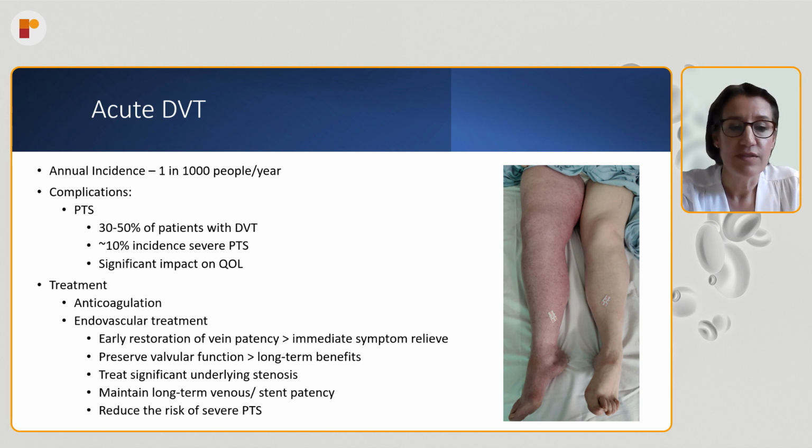The mainstay of treatment is obviously anticoagulation. However, we do have endovascular treatment options now, with the main aim being early restoration of vein patency, giving immediate symptom relief to these patients. It also allows us to preserve valvular function, giving long-term benefits, and to treat significant underlying stenosis, maintaining long-term venous stent patency and reducing the risk of severe post-thrombotic syndrome.